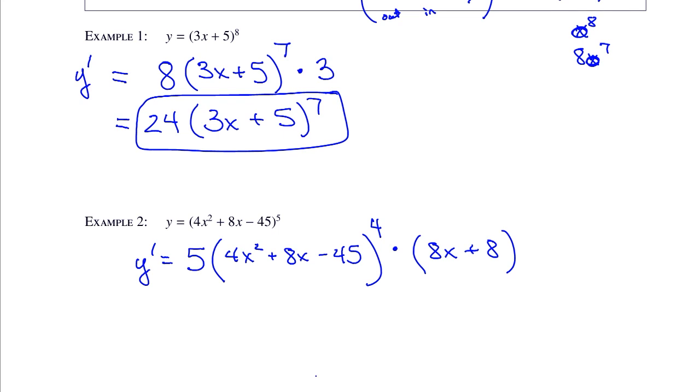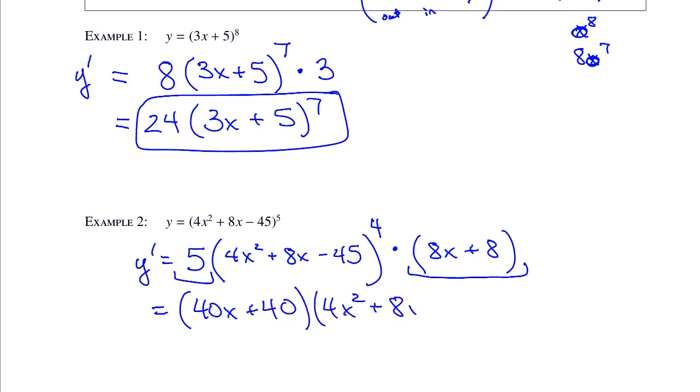This one, if you were to simplify it, you could simplify this piece and the 5, but you can't get into the inner part here because that's raised to the 4th. Remember PEMDAS, order of operations. You can't get into it because it's the exponent. So this would be 40 times 4x squared plus 8x minus 45 to the 4th.